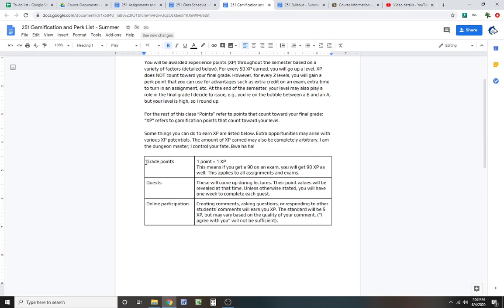Okay? So the easiest way to earn XP is just grade points. 1 point equals 1 XP. So this means if you get a 90 on an exam, you get 90 XP as well. This applies to all assignments and exams.